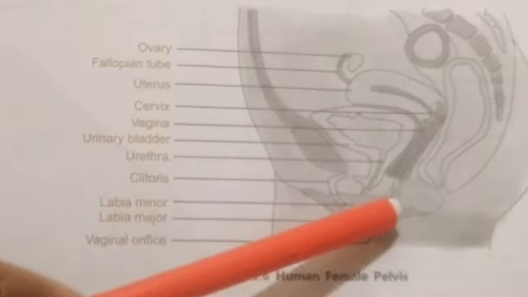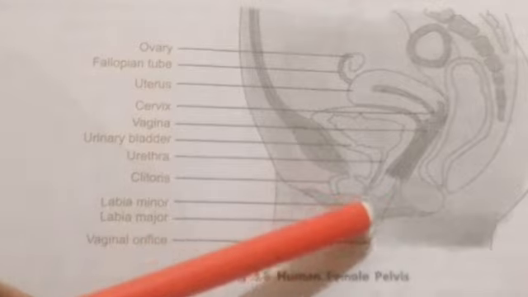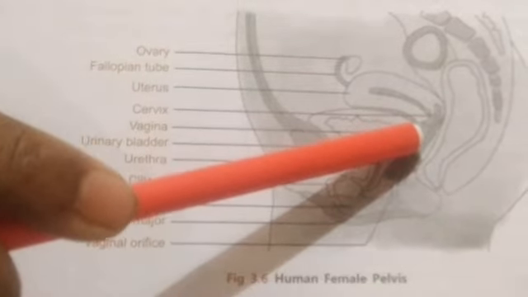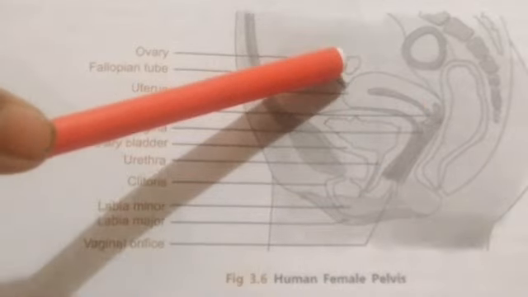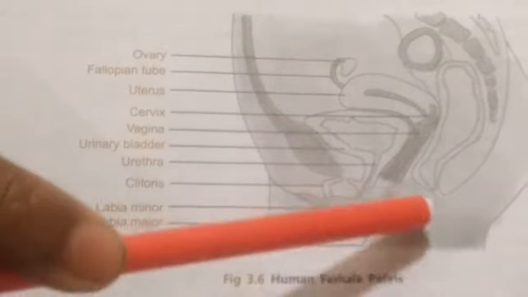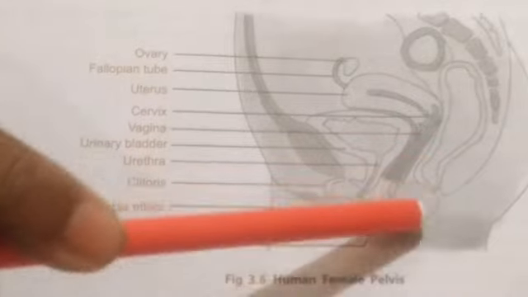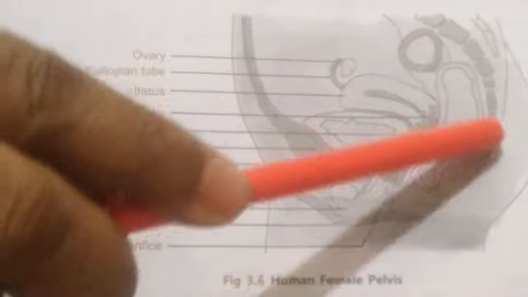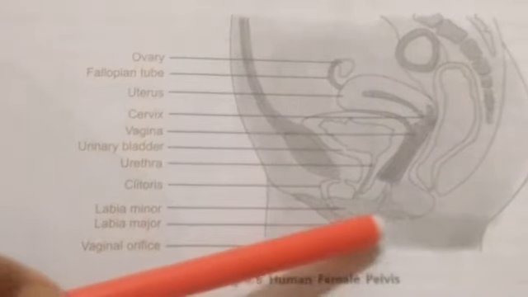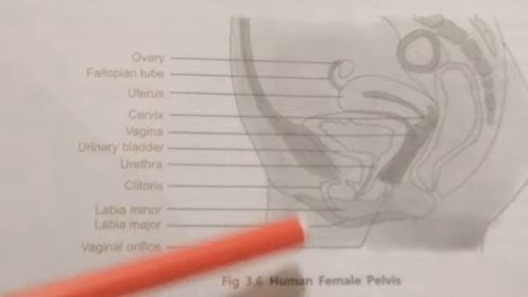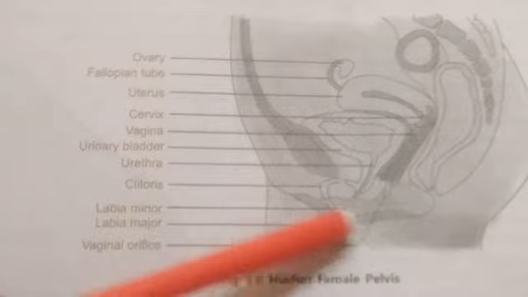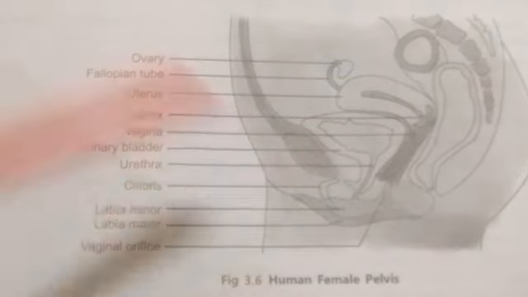This is the vaginal opening. Clear? Then cervix, then uterus, then fallopian tube. This is the ovary. And next is the anal canal. Clear? This is the anal canal, and this is the vertebral column. And in the head is the labia majora, labia minora, and this is the clitoris. So go through this diagram properly.